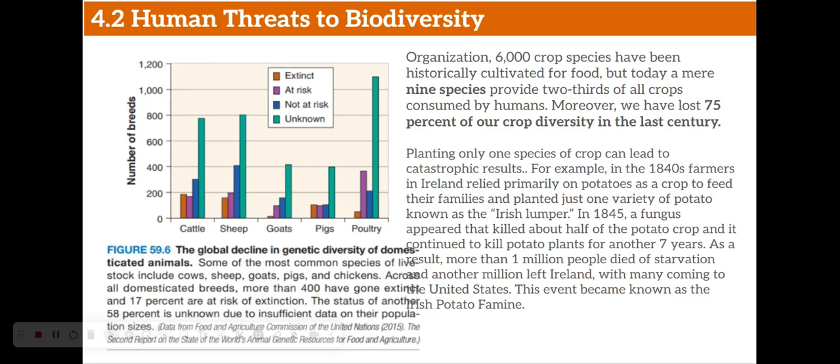So in 1845, a fungus appeared that killed about half of the potato crop in all of Ireland, and it continued to kill the potato plants for another 7 years. So because of this, again, 1840s, we don't have modern medicine, we don't have grocery stores, we don't have sophisticated refrigeration or food preservation yet. About 1 million people died of starvation, and another 1 million people left Ireland, with many coming to the United States. And this became known as the Irish potato famine.